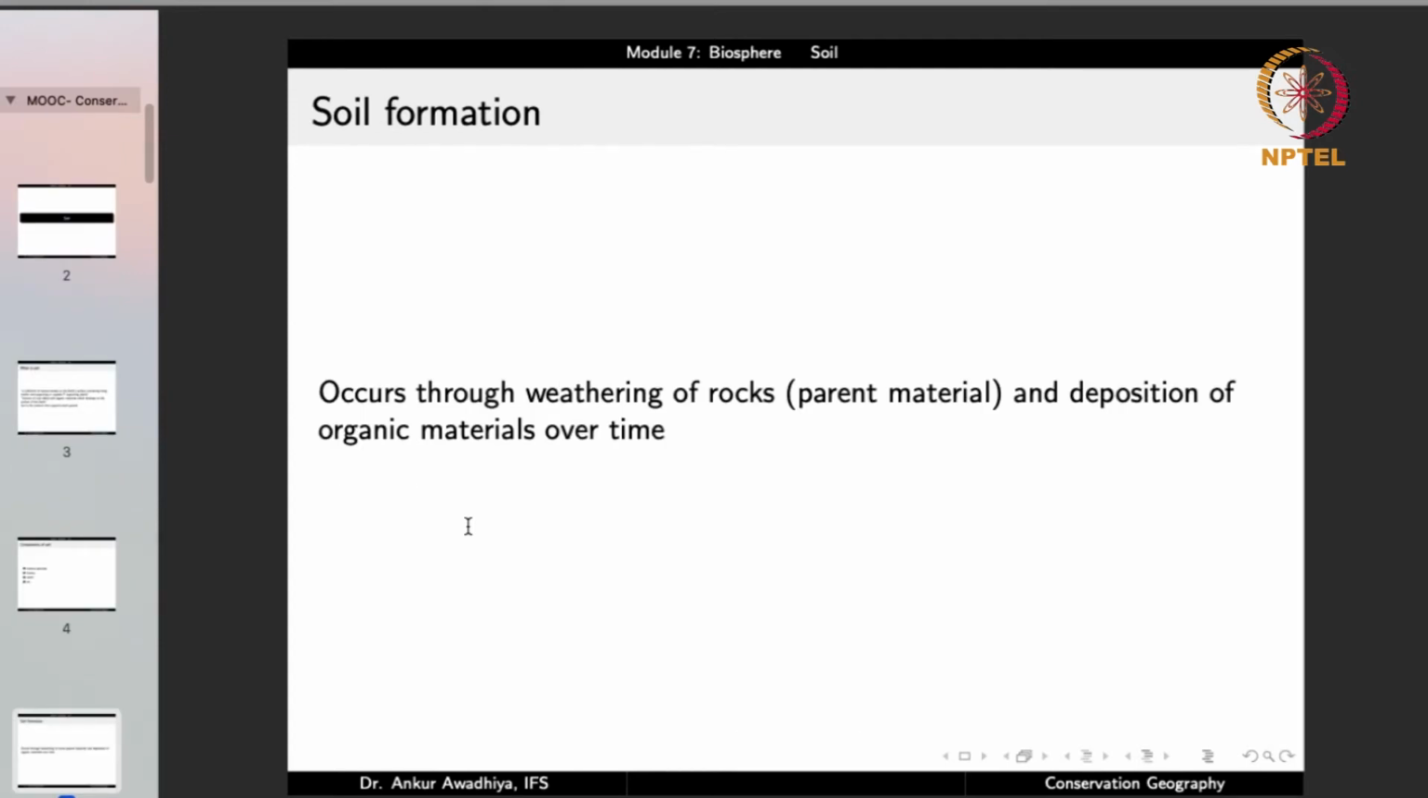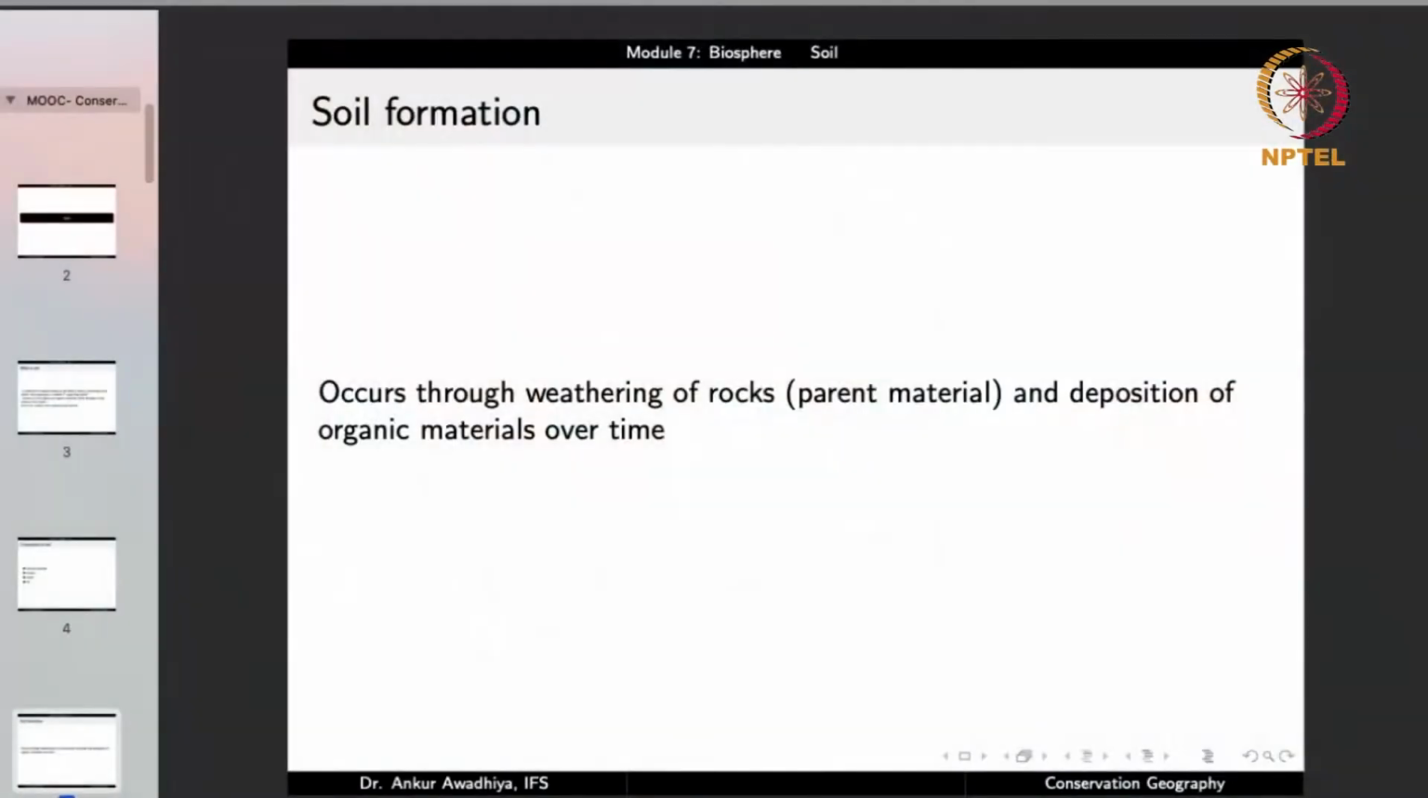Now how do soils form? Soil formation occurs through the weathering of rocks, which is the parent material, and deposition of organic materials over time. So there are two processes. We have the weathering of rocks, and rocks are the parent material that form the soil. So the first process is weathering of rocks, and the second process is the deposition of organic matter over time.